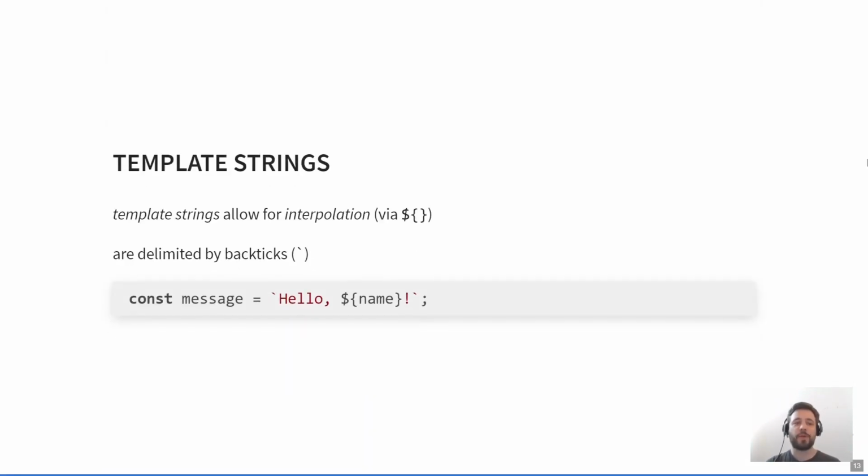And finally, one more thing I want to mention are template strings. Template strings are delimited by backticks. They can be used to create strings which also contain interpolated values. For example, here I would include the value of the name variable via this specific syntax: a dollar sign and curly braces.